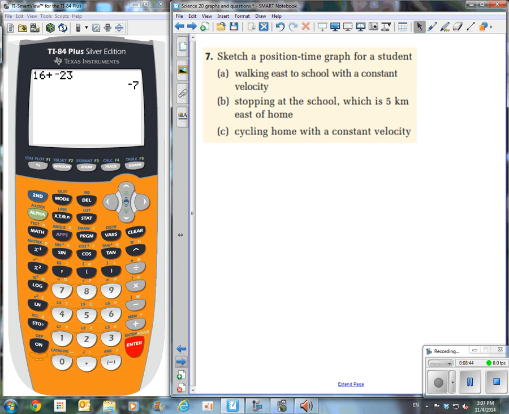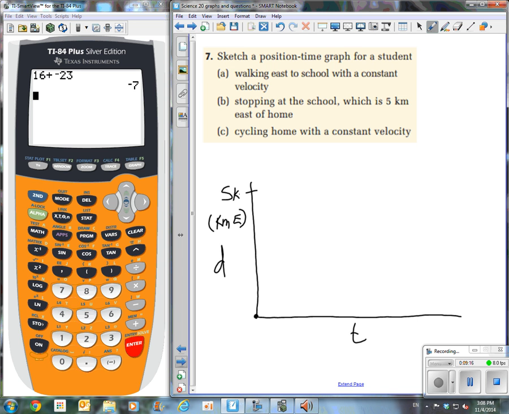All right, next question. Sketch a position time graph for a student walking east to school with a constant velocity, stopping at school, which is 5 kilometers east of home, and then cycling home with a constant velocity. So, position, time. I'm going to say the reference point here is going to be home. We're going to say this is distance in kilometers east, and here is going to be 5 kilometers.